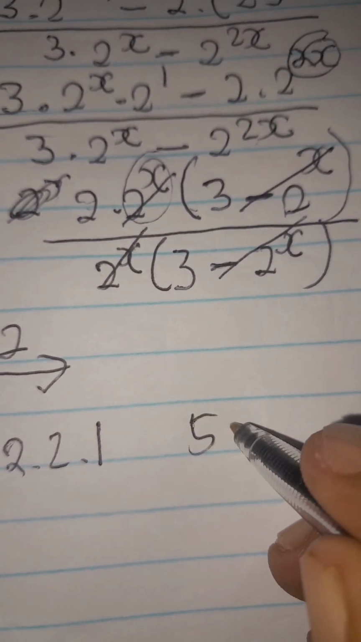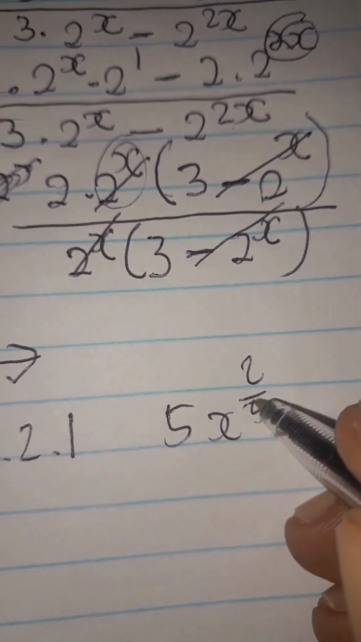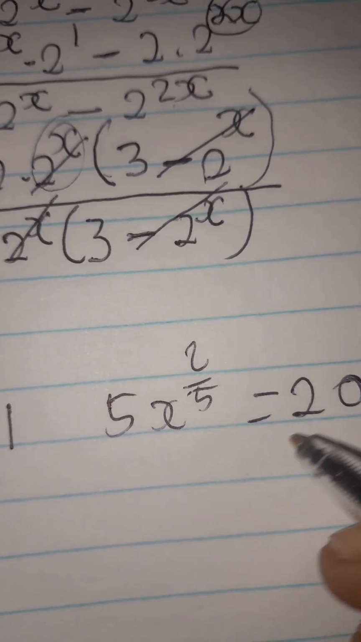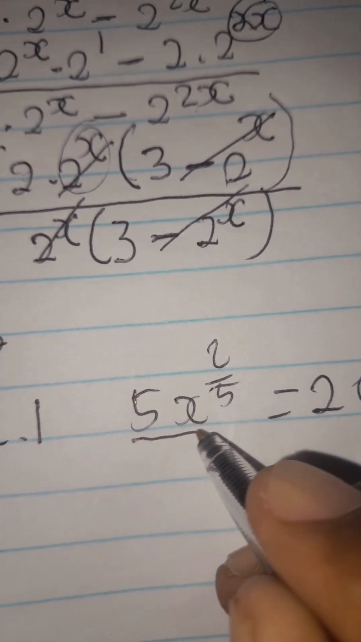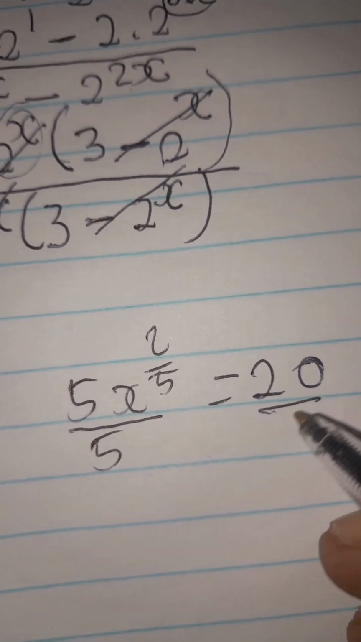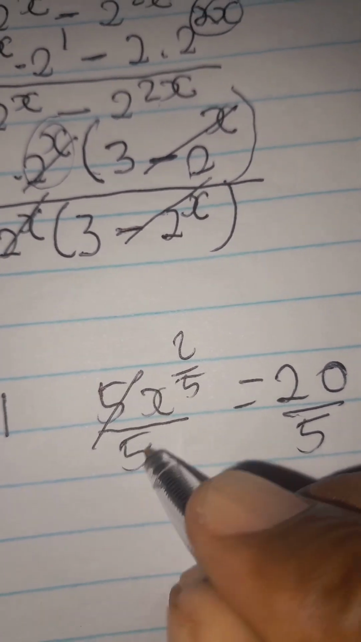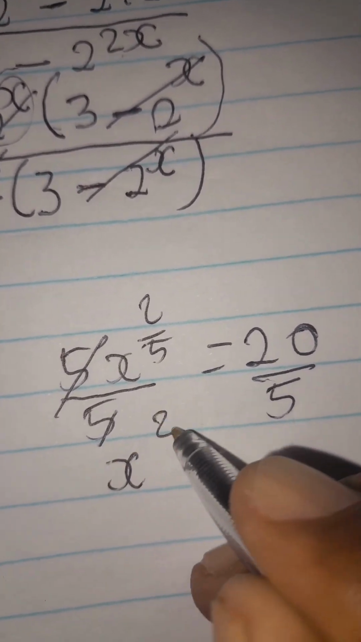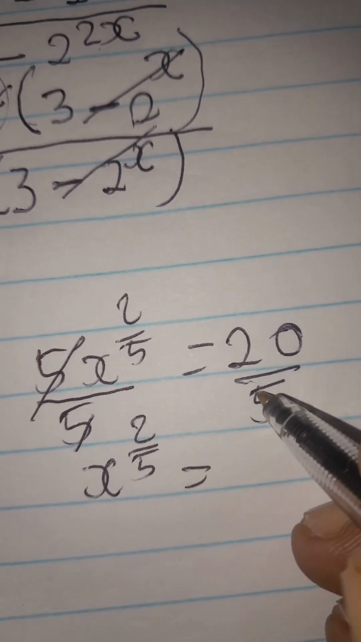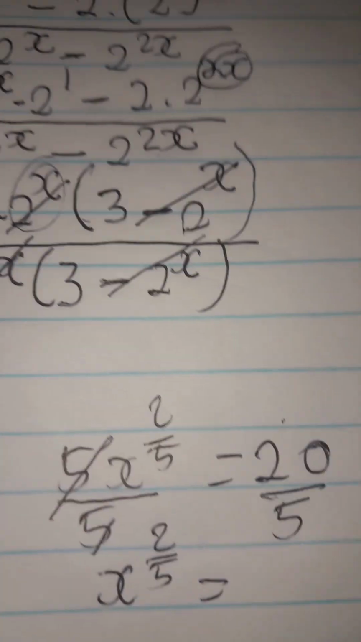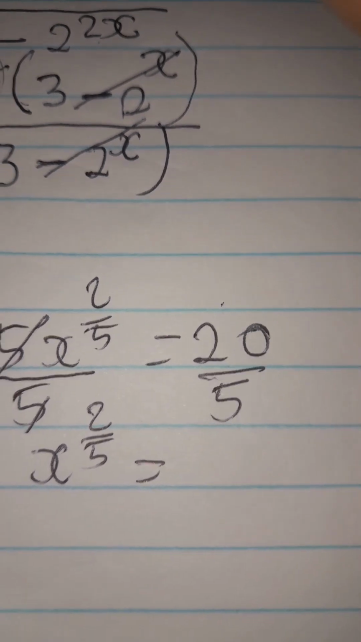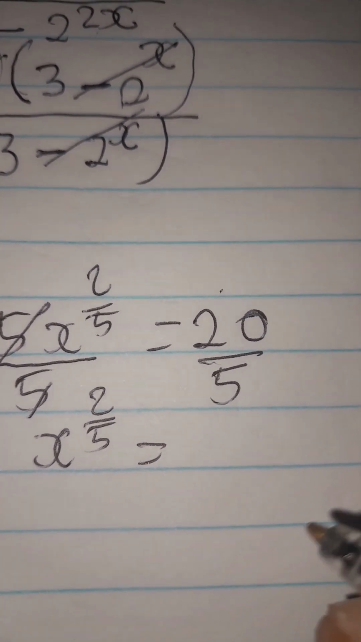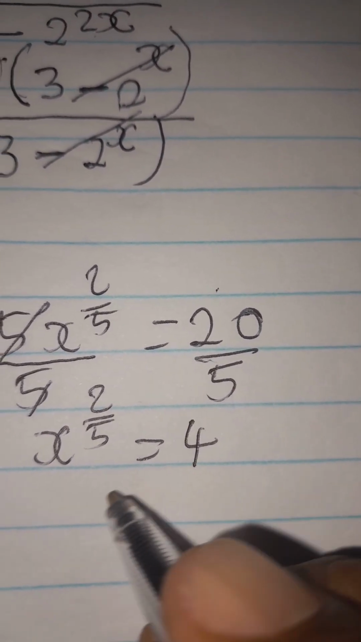We are given 5x to the power of 2 all over 5, which equals 20. Then what are you going to do? Divide both sides by 5. Then this will be 2 all over 5 there. How many times does 5 go into 20? It goes 4 times.